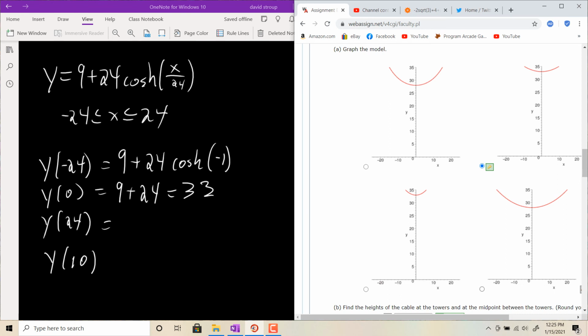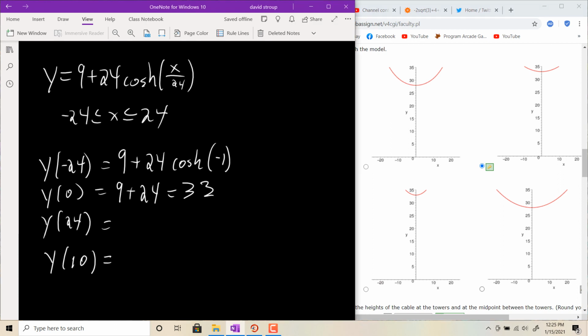I have no idea what they were thinking when they made this. Well, let's figure this one out, because I don't even want to bother with that. It's 24 times e to the negative 1, then plus e to the negative 1 is just e to the 1 over 2. So this will be 9 plus 12 times 1 over e plus e, and put that into our calculator somewhere.